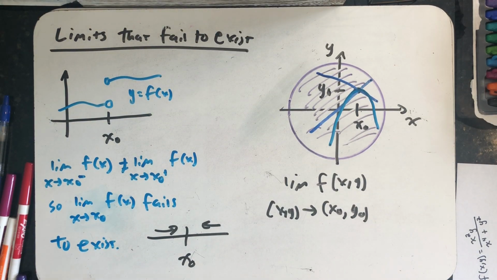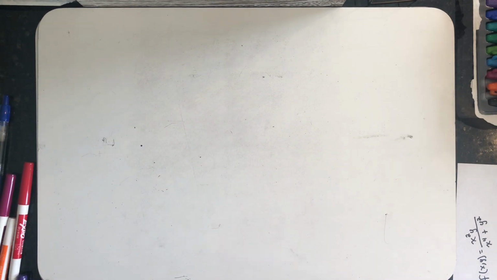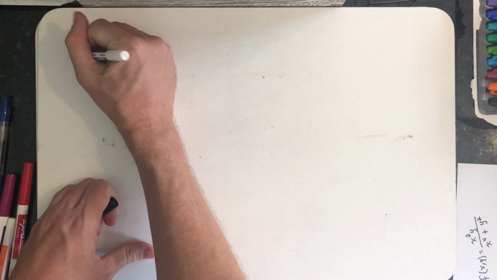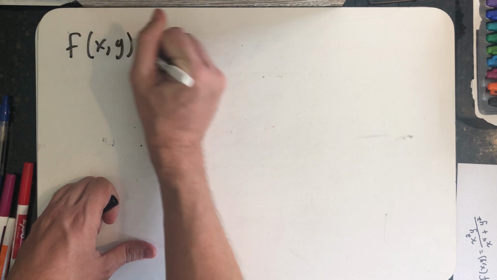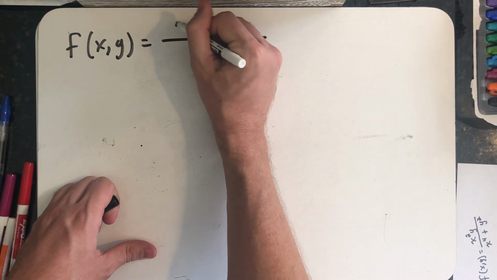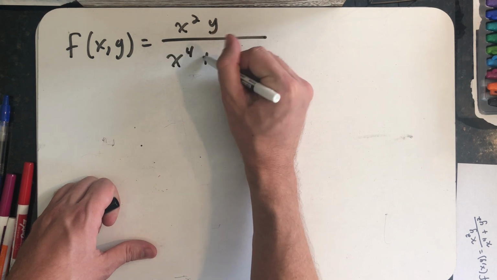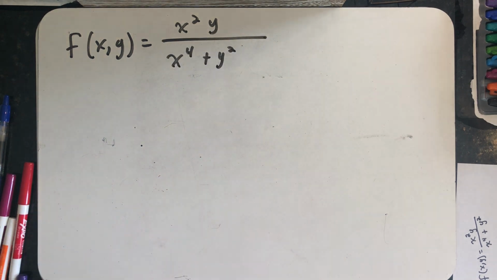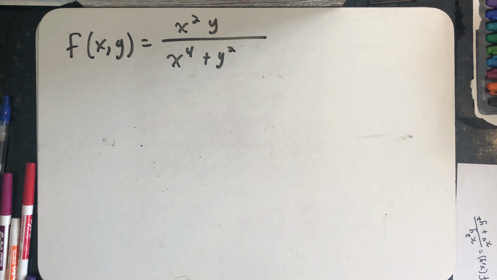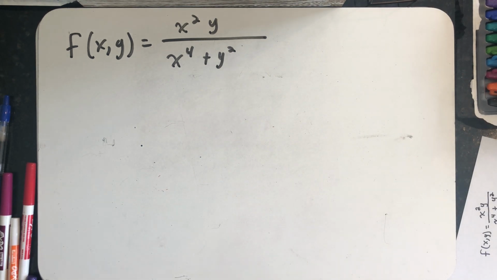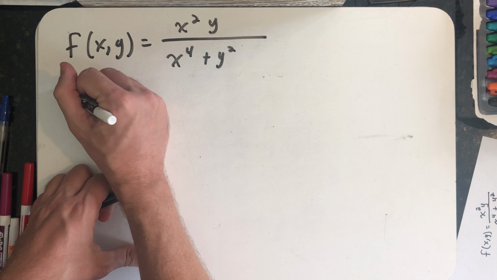So I want to consider the function f of x, y equals x squared times y all over x to the fourth plus y squared. And I want to show you that this function's limit as we approach the origin does not exist.